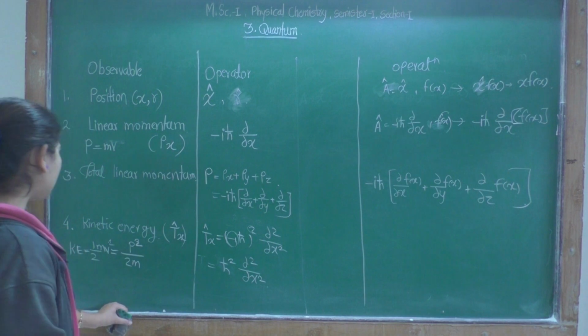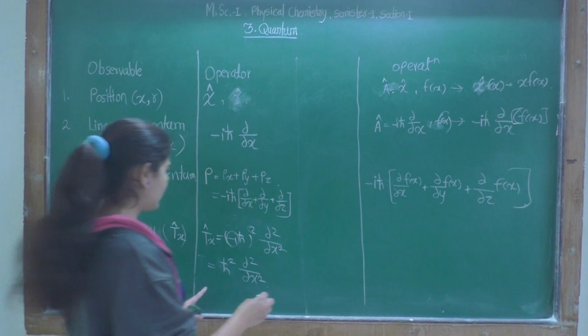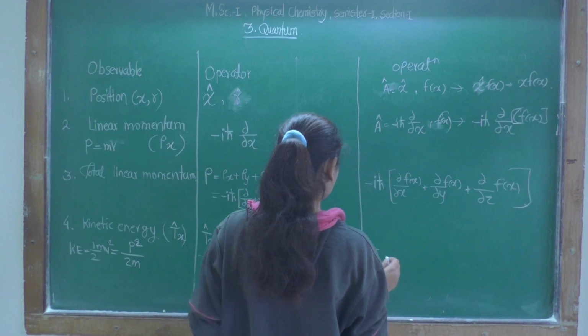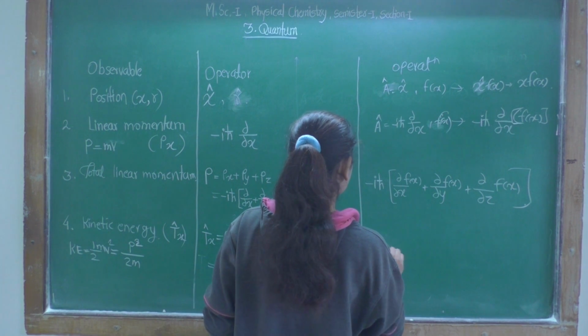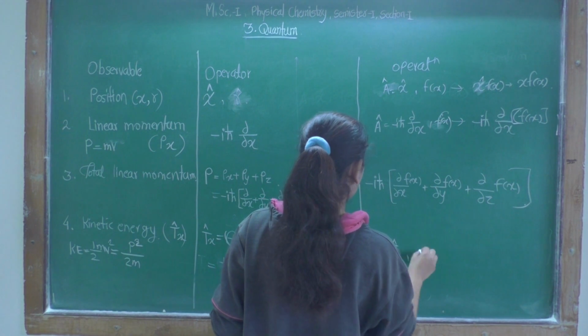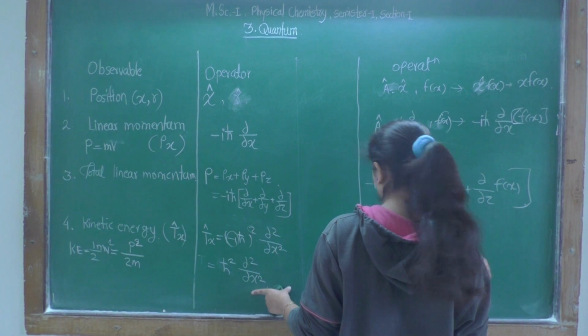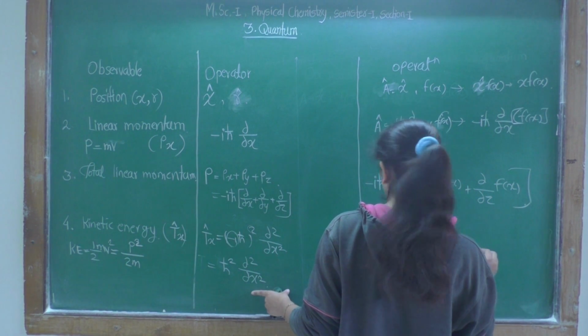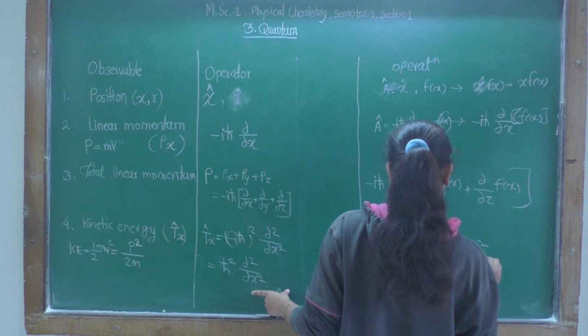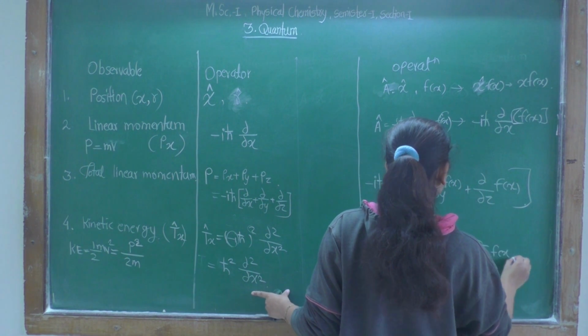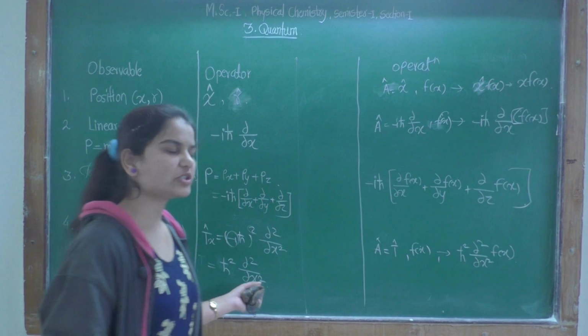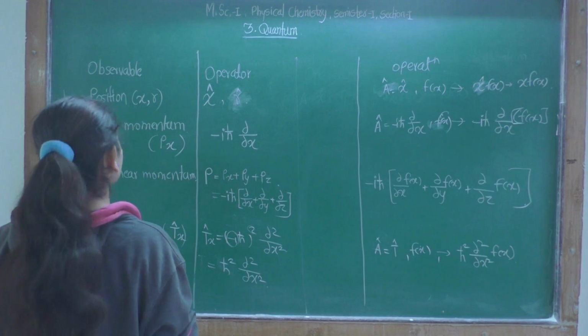The kinetic energy operation is this: if A is T cap and the function is f of x, then the operation is h cross square del square by del x square of f of x. We take the double derivative of the function and multiply by h cross square.